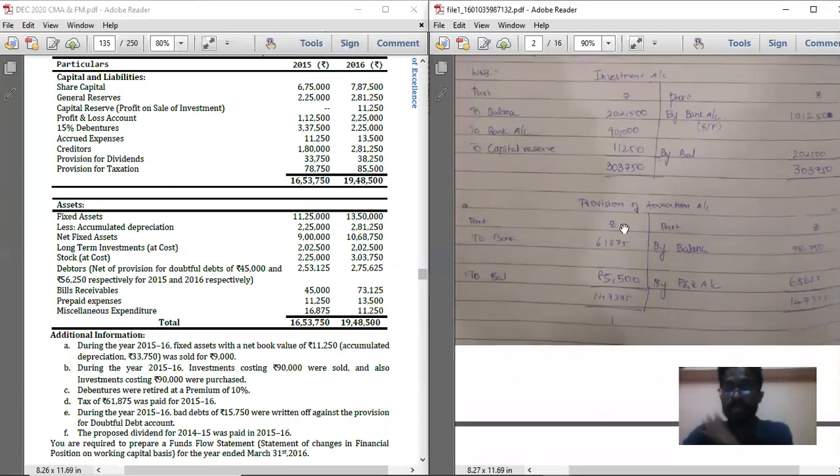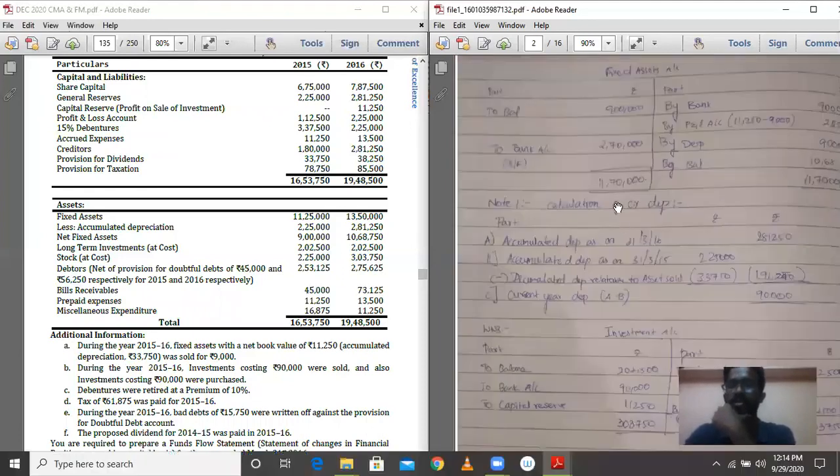Next, provision for taxation account. Opening balance on the credit side, closing balance on the debit side. To income tax paid, that is to bank, that is the income tax amount paid. How much is paid? 61,875. So the remaining balancing figure on the credit side is nothing but the proposed provision for taxation, which should be taken to the P&L account. By P&L account, you should take down there to provision for taxation. So that is provision for taxation.